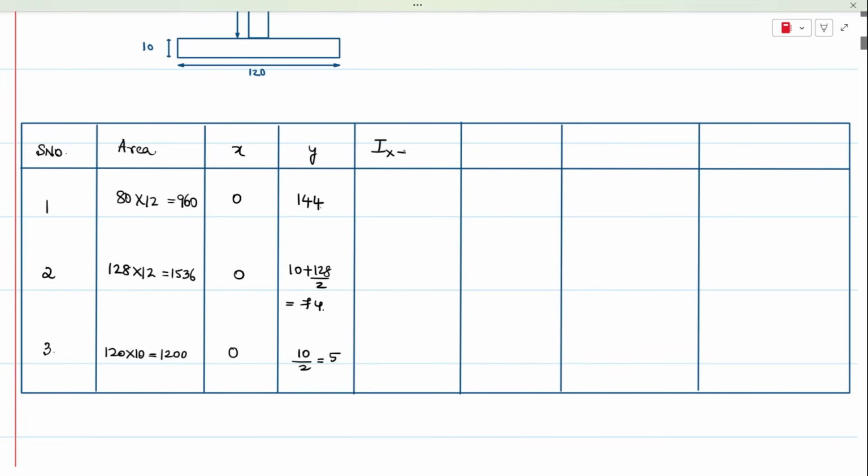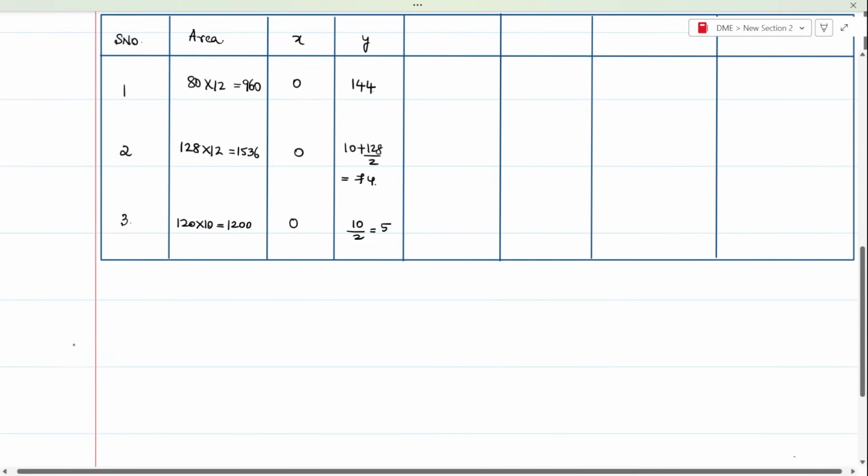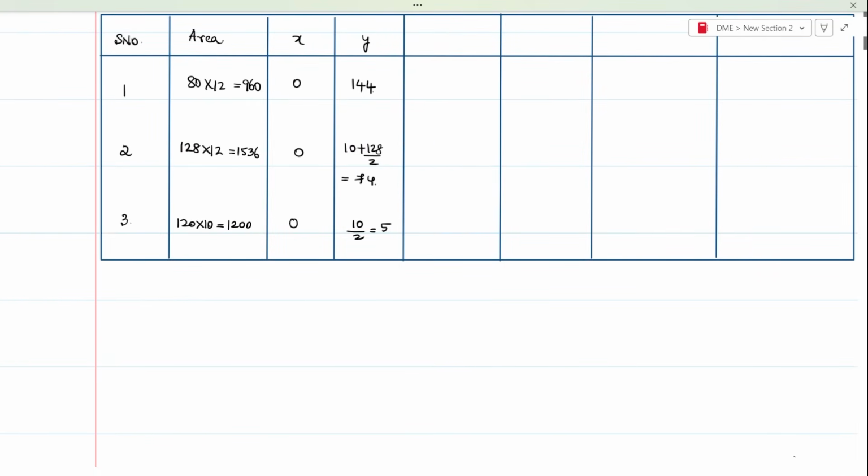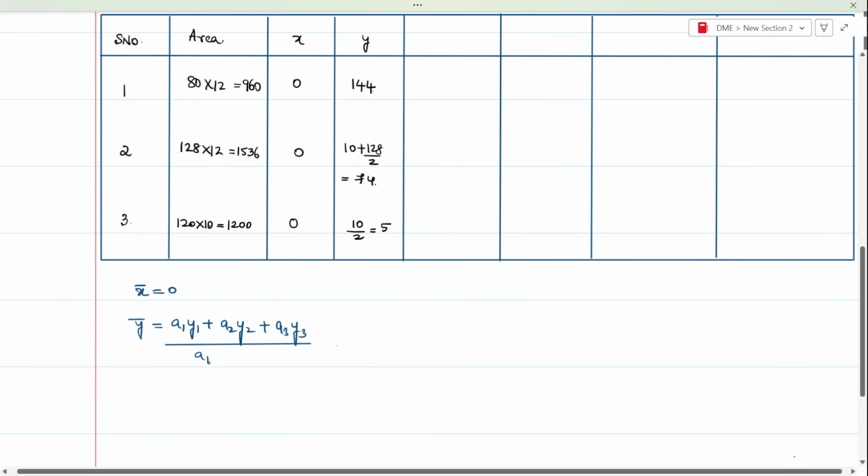So Ixx and Iyy. We would prefer to compute firstly the centroidal moment of inertia. Now let's calculate the centroid. X bar will be 0 as it has symmetry about the y-axis, and y bar needs to be calculated. So y bar is given by a1y1 plus a2y2 plus a3y3 divided by the summation of areas, that is a1 plus a2 plus a3.